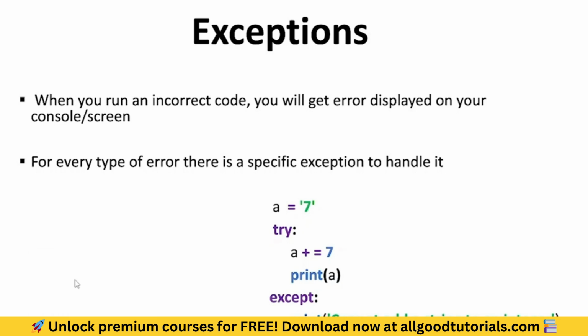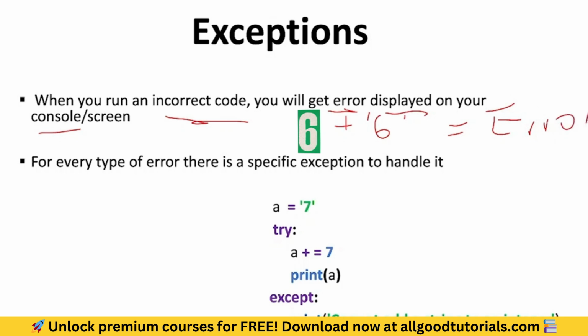When you run an incorrect code, you will get an error displayed on your screen. For example, if you try to add an integer value to a string value, you will get an error message displayed on your screen, such as, for example, concatenation is not possible with a string value to add to an integer value. For that not to happen, for the code not to be terminated, there is a try and except block ready to handle such exception. And for every type of error, there's a specific exception ready to handle it.